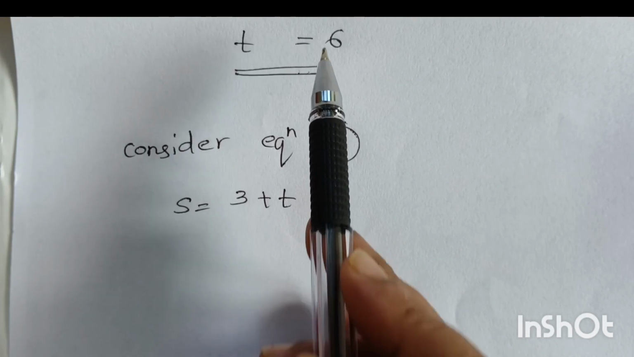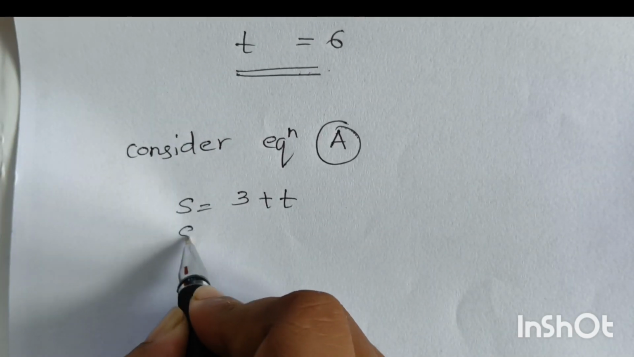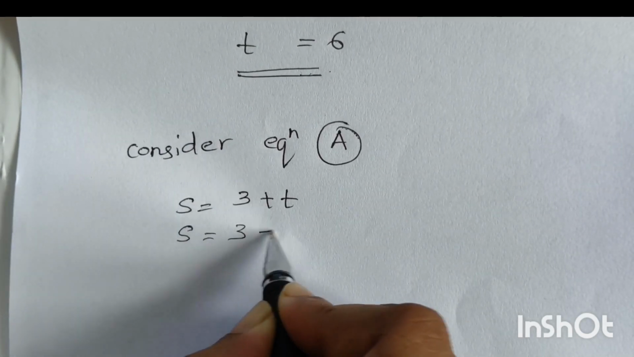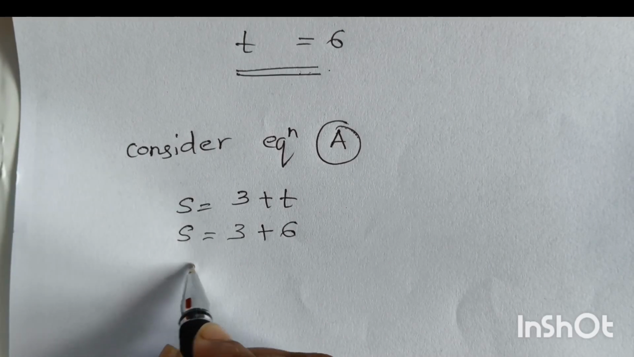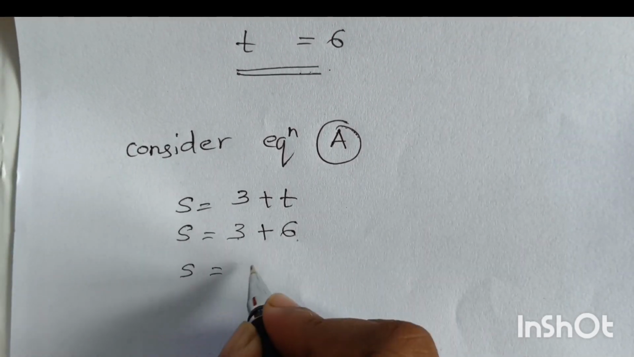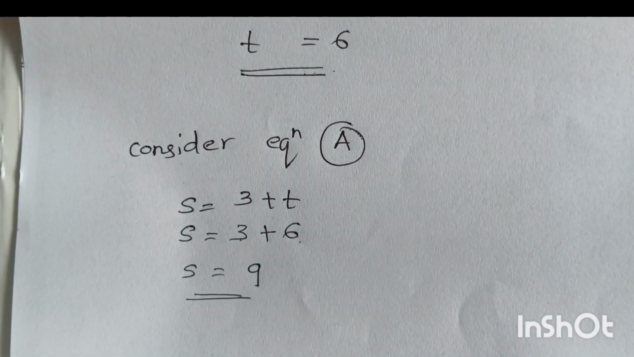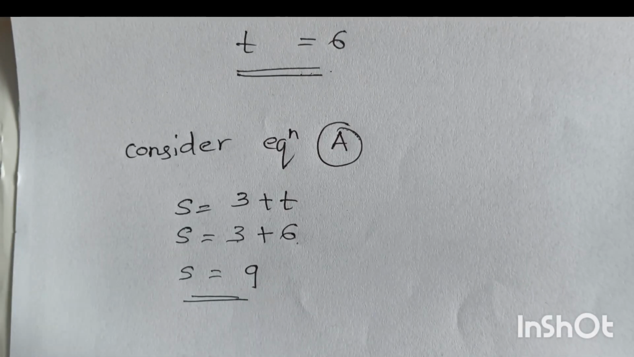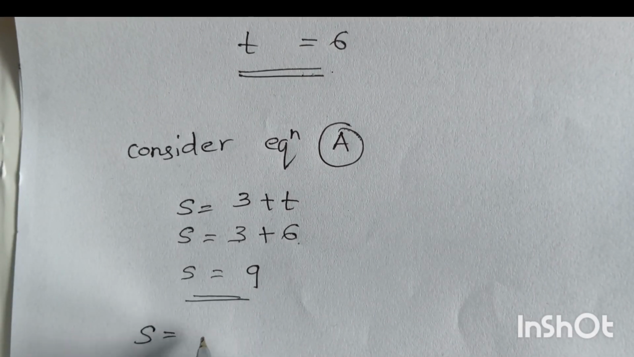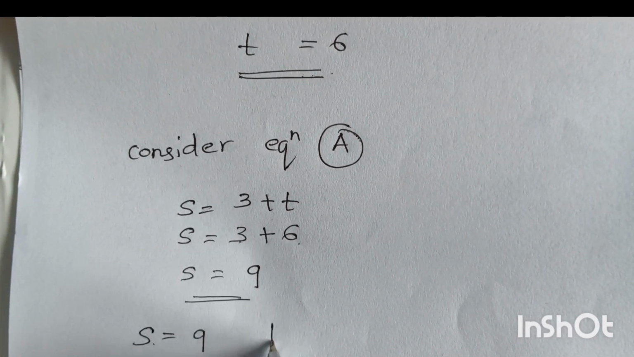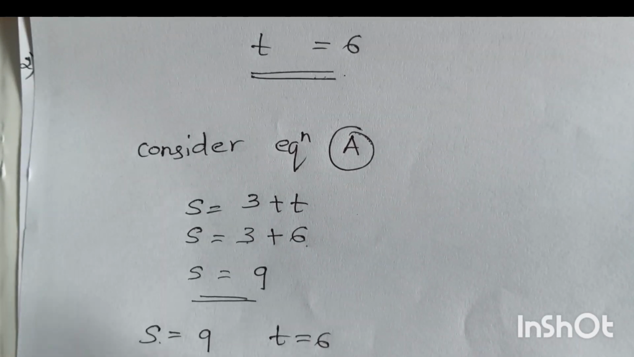We know that the value of t is 6. So, let us substitute in this. s is equal to 3 plus 6 is 9. Now, we got the value of both s and t. That is, s is equal to 9, t is equal to 6.